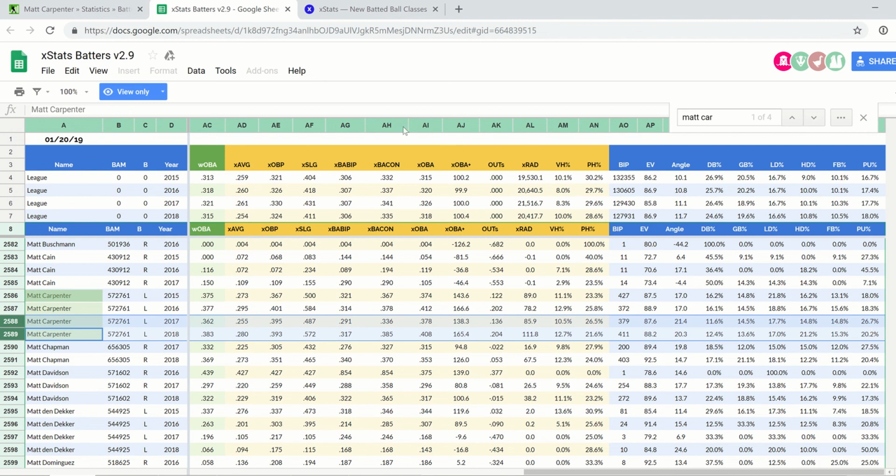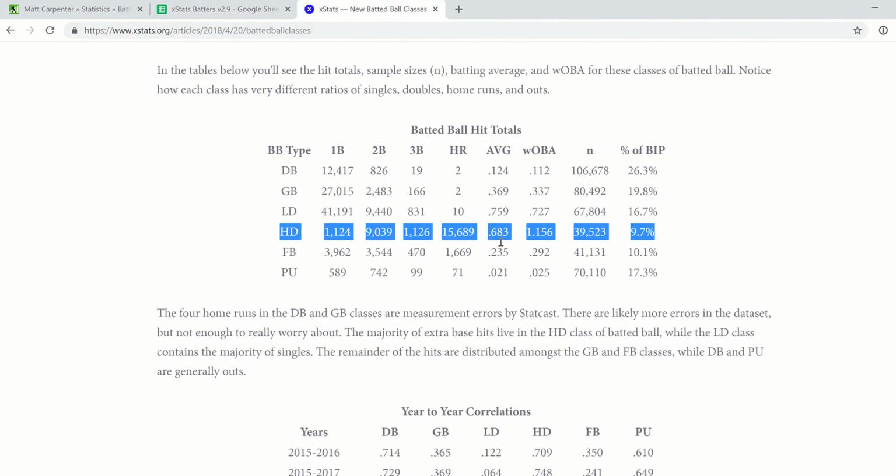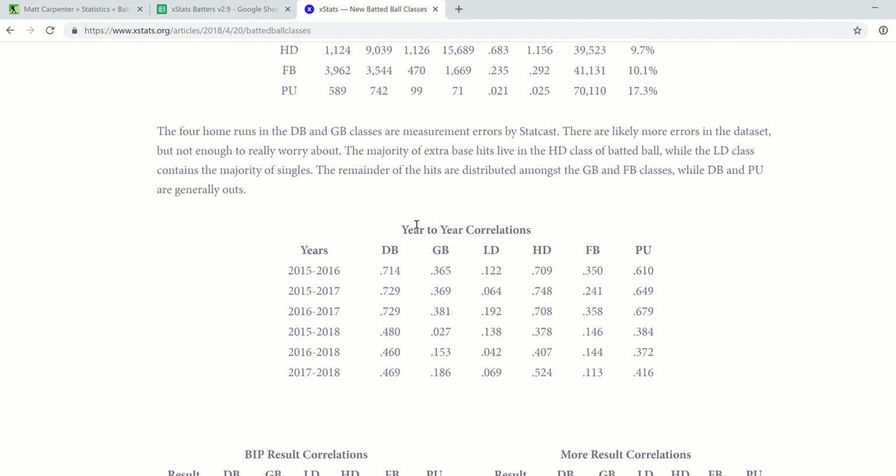One of the reasons why it's also really important is pop-up percentage. When we look at the year-to-year correlation of the detailed batted ball profile, pop-up percentage has a pretty strong year-to-year correlation. That means that if a batter has a lot of pop-ups in one year, they're fairly likely to have a lot of pop-ups in the next year. Hard drives and dribblers are the only ones that have a higher year-to-year correlation, and they're really the types of batted balls that you want to be looking at within xStats.